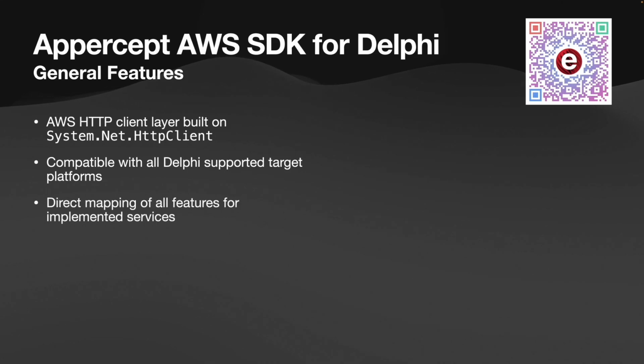It provides direct mapping for all features of the implemented services, so you can do anything in the Delphi SDK that you would in Amazon's own SDKs. So we don't hide anything away from you. There are features built on top to make certain things easier, but you always have access to the service features directly.